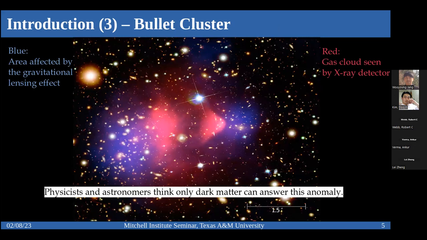And this is another evidence for dark matter. It shows the bullet cluster, and the blue colored area is the area affected by the gravitational lensing effect, and the red colored area is where we can see the gas cloud by using X-rays. This mismatch of the two different regions shows that there must be some additional sort of energy, and physicists and astronomers think that only dark matter can explain this kind of anomaly.